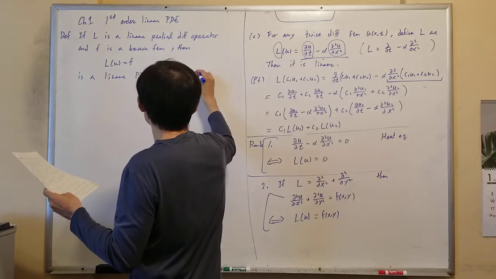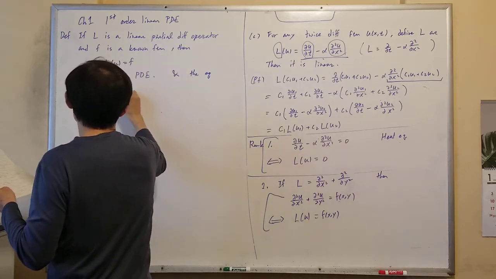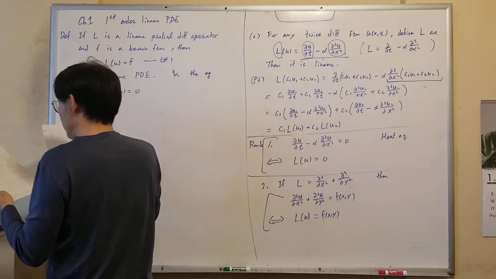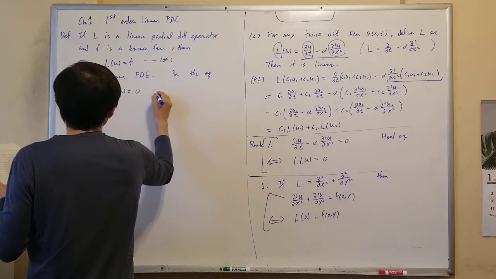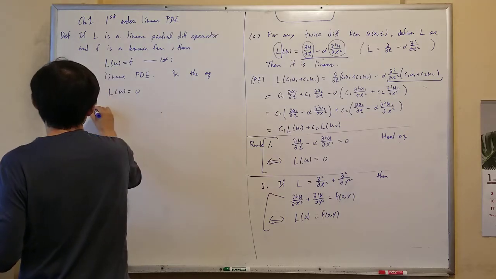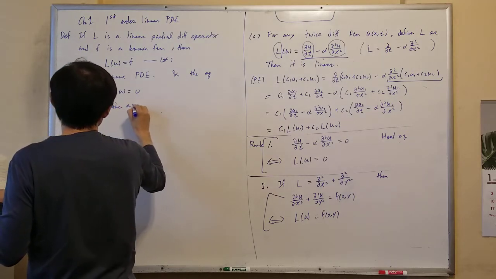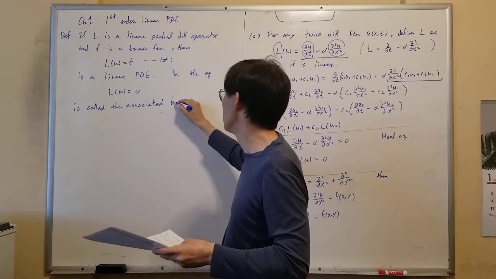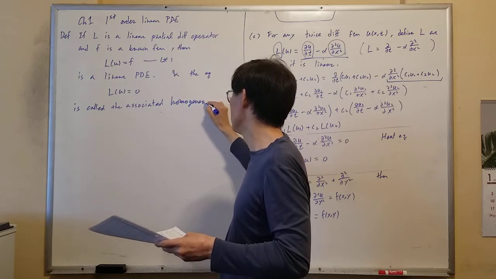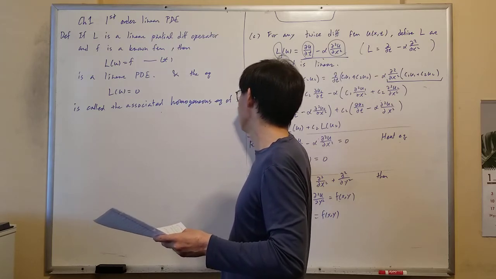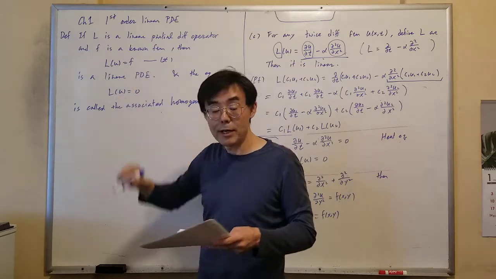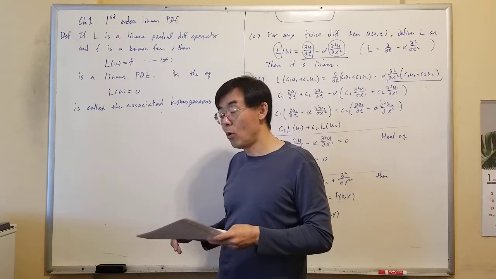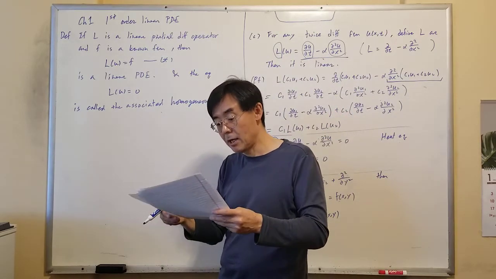and the equation L of U equals 0 (star) is called the associated homogeneous equation. When you replace the right-hand side with 0, it becomes the associated homogeneous linear PDE. Okay?